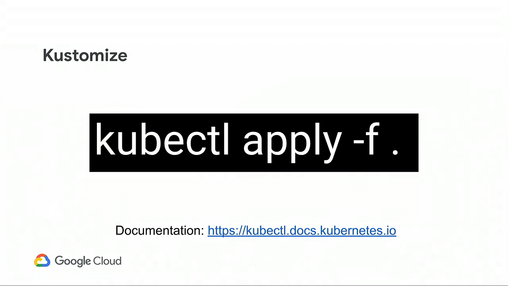Previously, you might have done a kubectl apply -f. In order to use Kustomize, you have a customization YAML in your local directory. Use kubectl apply -k in the local directory, and it will render and apply the correct manifests.